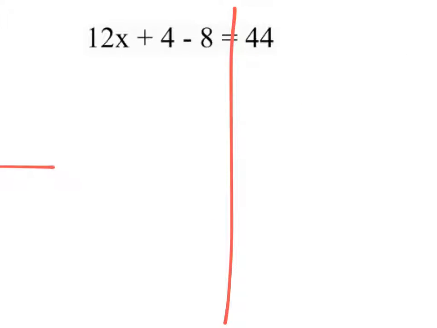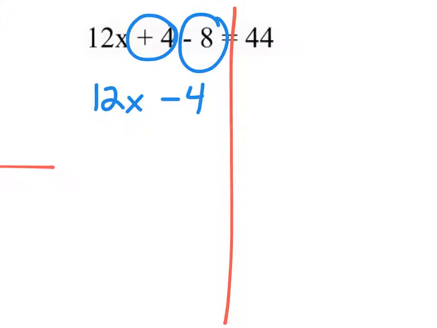On this one right here, is there any distribution? No. Do you see any parentheses? No. So there's no distribution. So you should move on to combining like terms on this one. Look for like terms on the left-hand side and mark them the same, just like we did a couple weeks ago. 4 and negative 8 are like terms. I'm going to rewrite it: 12x minus 4 is equal to 44, because 4 minus 8 is negative 4.